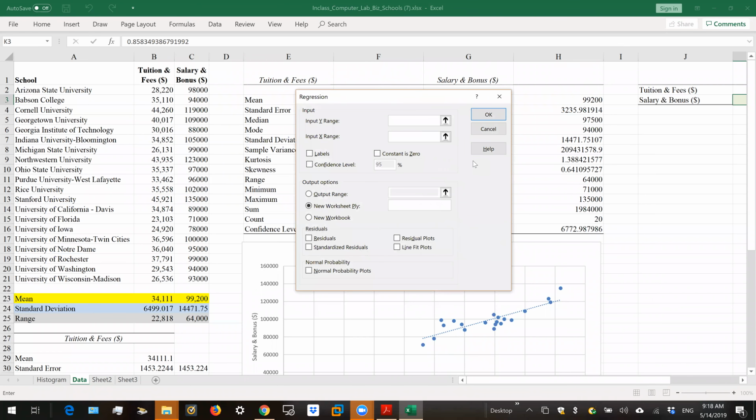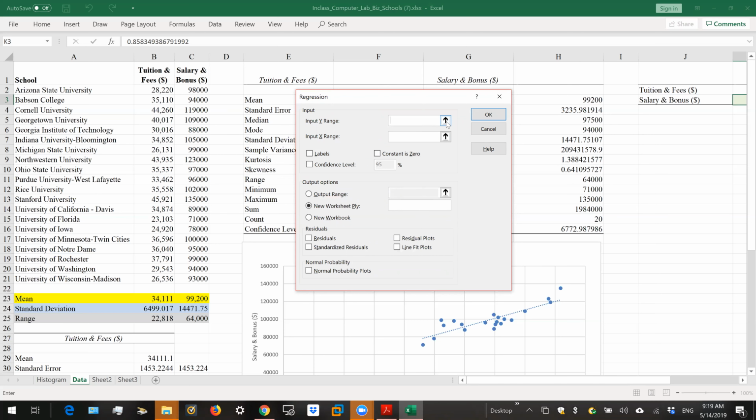All right, now remember when we do regression, we have both independent and dependent variables. The independent variable is called X. This is the thing that is considered either the cause or what comes first. And the dependent variable is known as Y, which is the effect or what comes later. So in this case, because students pay their tuition first and earn the salary later, it means that the tuition and fees is the X variable, the independent variable, and salary and bonus will be the dependent variable or the Y variable.